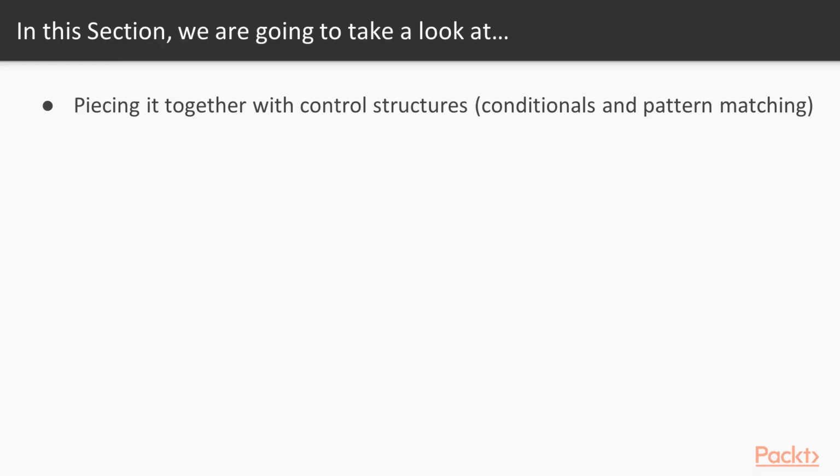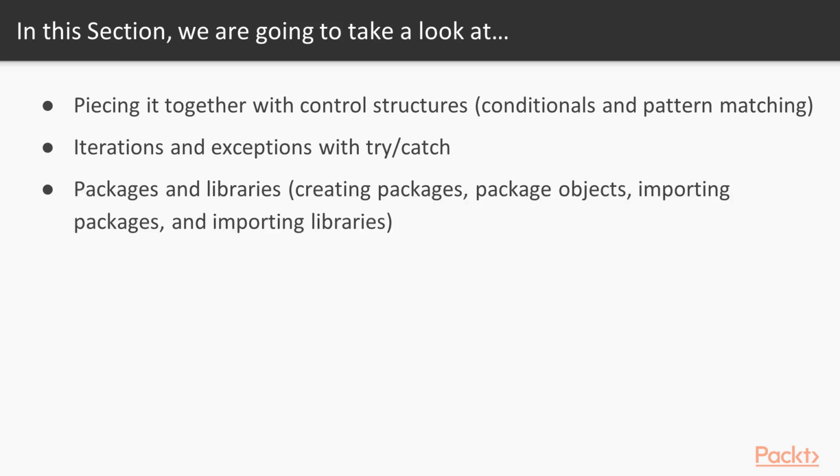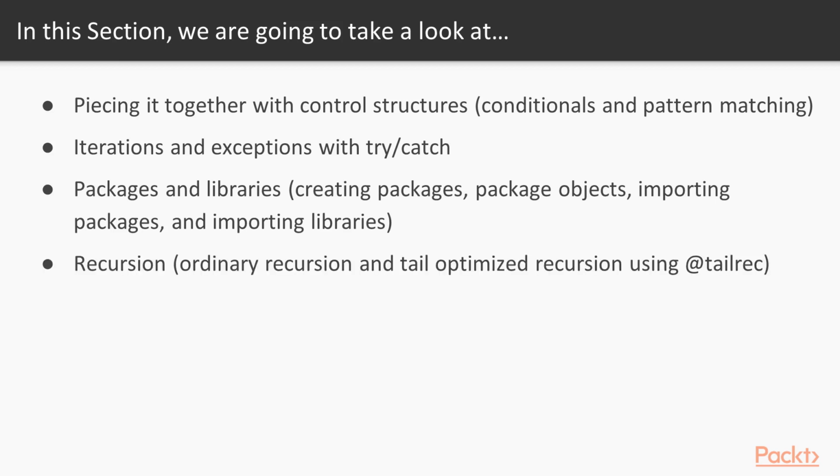So firstly, we'll be piecing together our logic with control structures. We'll be looking at the conditionals and pattern matching. Then we'll be doing iterations and exceptions with try-catch. Also, we'll improve the imperative try-catch approach with functional programming using the Try monad. Then we'll be using packages and libraries, we'll be creating them, and we will focus on the package object. Finally, we'll be doing recursion. We'll see that tail recursion is an optimized version of the ordinary one.